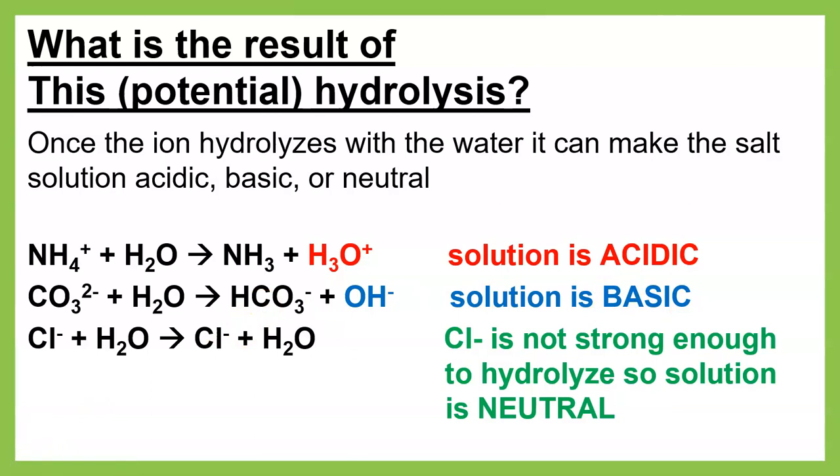So understanding that our ions could react with water is unfortunately not the hard part. The hard part is recognizing whether something will result in acidic, basic, or neutral. Knowing whether the ion has the ability to hydrolyze requires that you know your strong and weak acids and bases and that you can recognize conjugates.